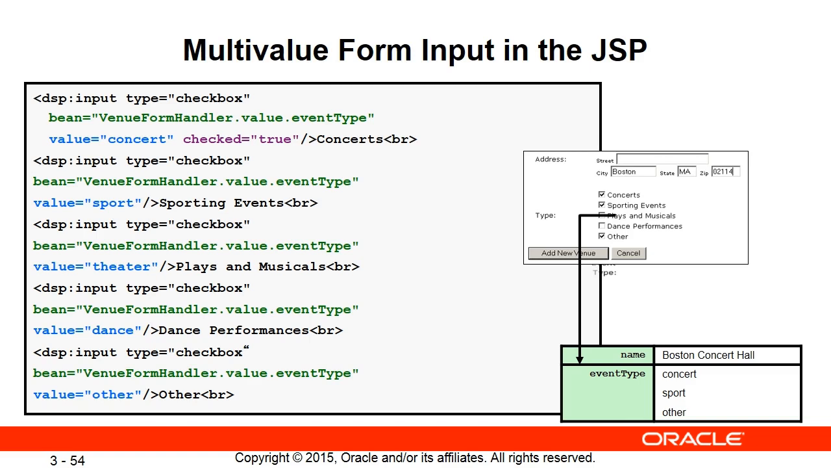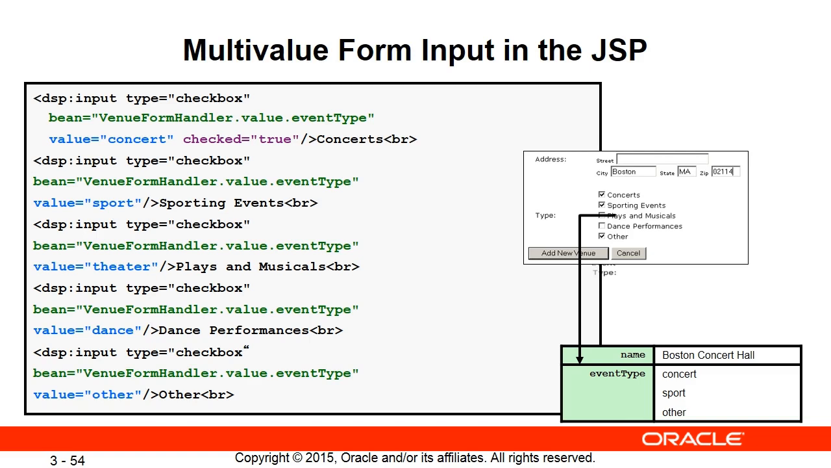In the code example in the slide, notice that there's a DSP input tag for each checkbox in the list, but they all refer to the same bean property. This means that all the values the user enters will be stored in the multi-value event type property. The actual string stored is specified by the value attribute of the tag, such as theater. The string displayed is not part of the tag at all, such as plays and musicals. The concert checkbox is marked checked equals true, indicating that this value should default to checked.